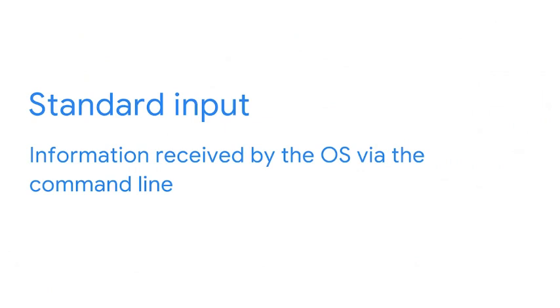Standard input consists of information received by the OS via the command line. This is like you asking your friend a question during a conversation. The information is input from your keyboard to the shell. If the shell can interpret your request, it asks the kernel for the resources it needs to execute the related task.